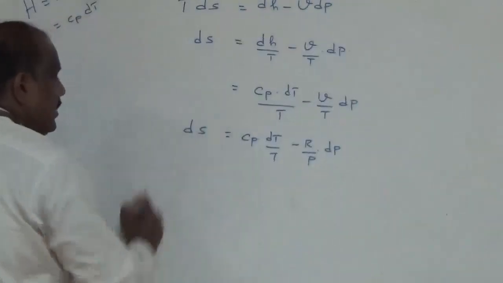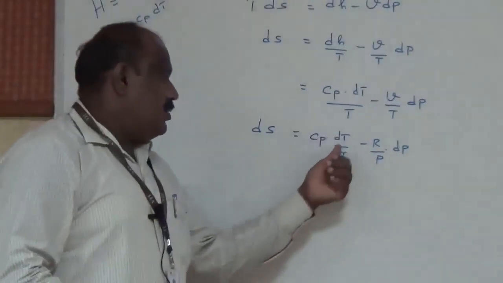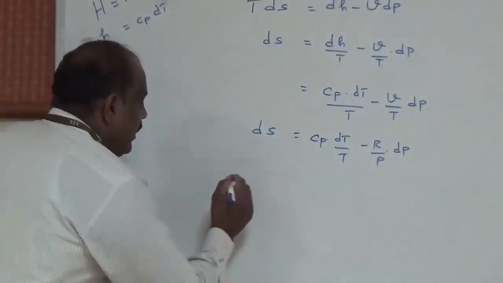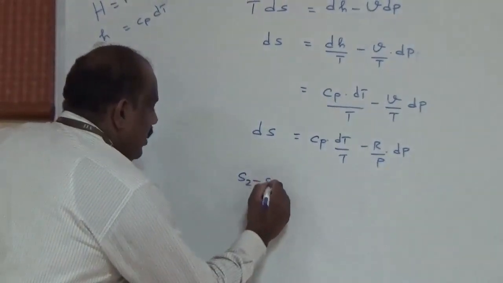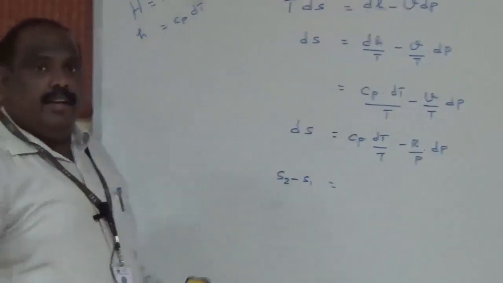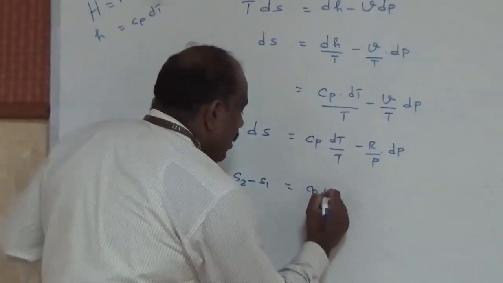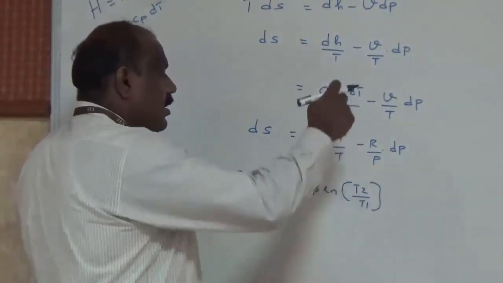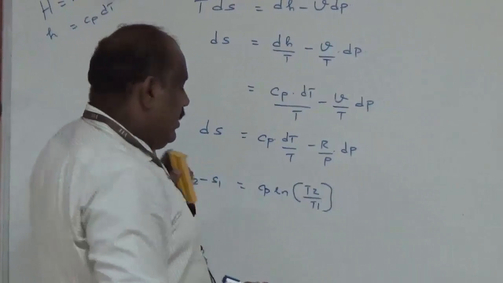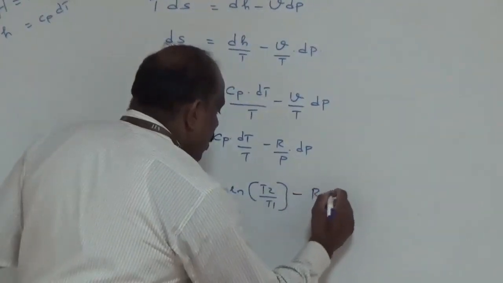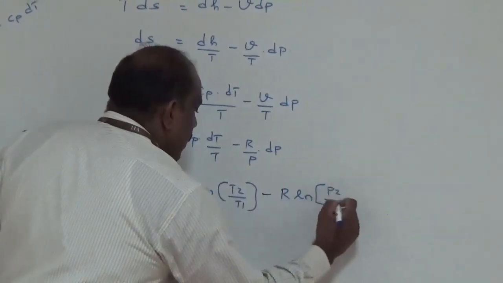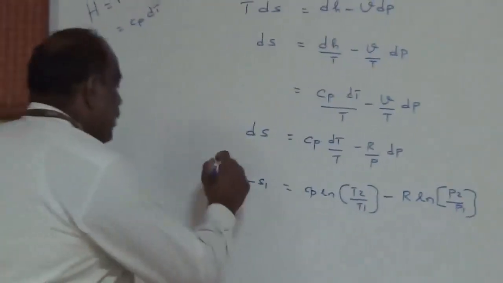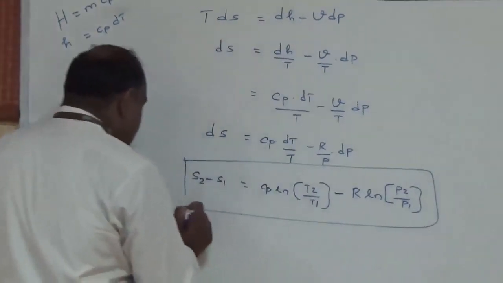So what is the left side? ds. Now the terms are okay. Here we have dT by T and dP by P, so we can integrate. Integrating the entire thing, it will become S2 minus S1 equal to Cp into ln of T2 by T1, because it becomes ln T, the upper limit minus the lower limit, minus R into ln of P2 by P1. Okay, so this is the second formula for the change in entropy.